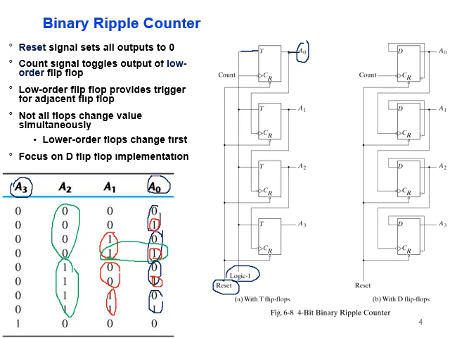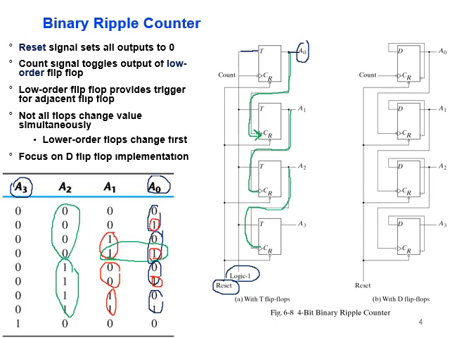So I can say that A0 is clocking the next flip-flop, while A1 is clocking the next, which is A2. A2 clocks the next, as you can see here. You got it? In this way we can do counting.